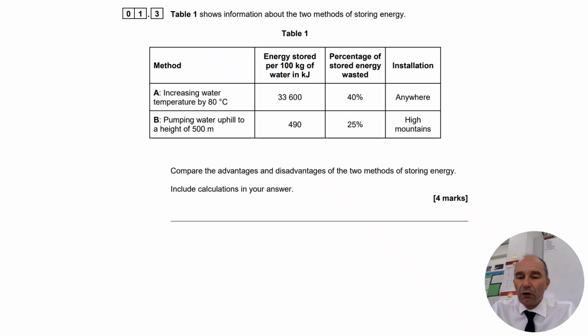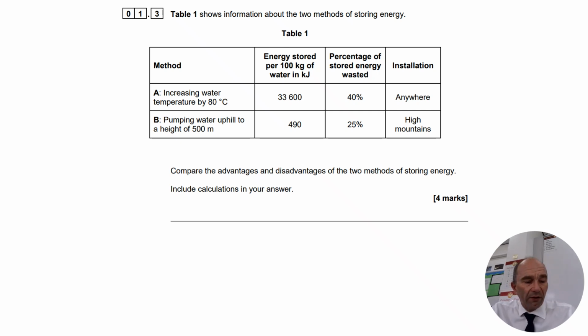Now, if you look at the data in terms of comparison, the advantage is there's an awful lot more energy stored in the hot water. You're looking at 33,600 kilojoules. That's a lot of energy. And that's per 100 kilograms. Now, useful energy from heating 100 kilograms of water: if 40% of the energy is wasted, it means that just over 20,000 kilojoules is used usefully.